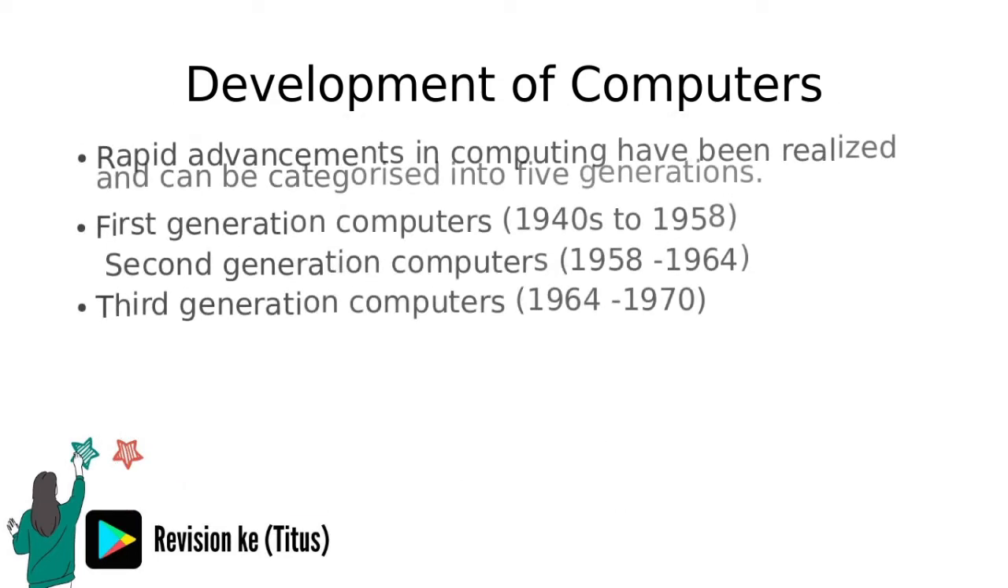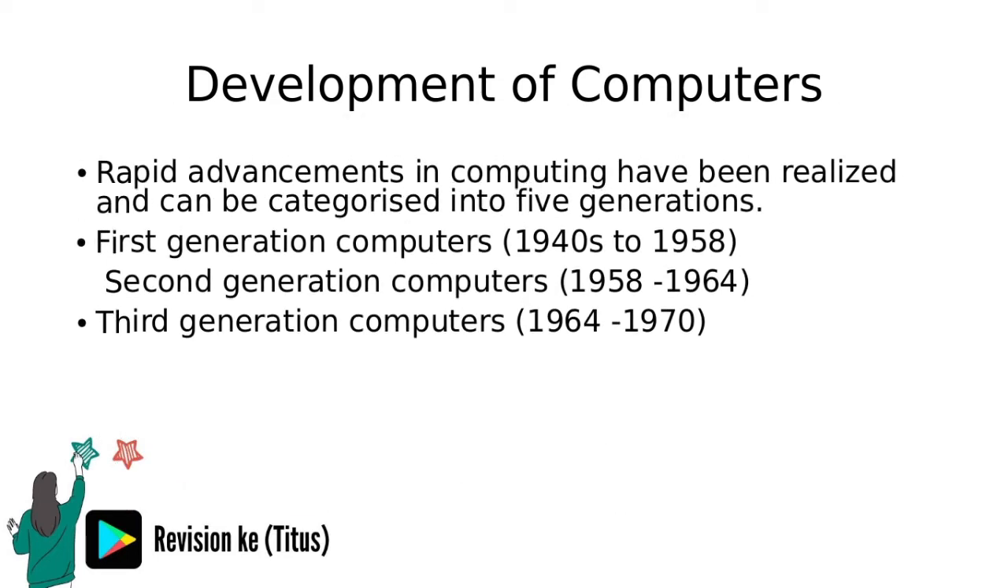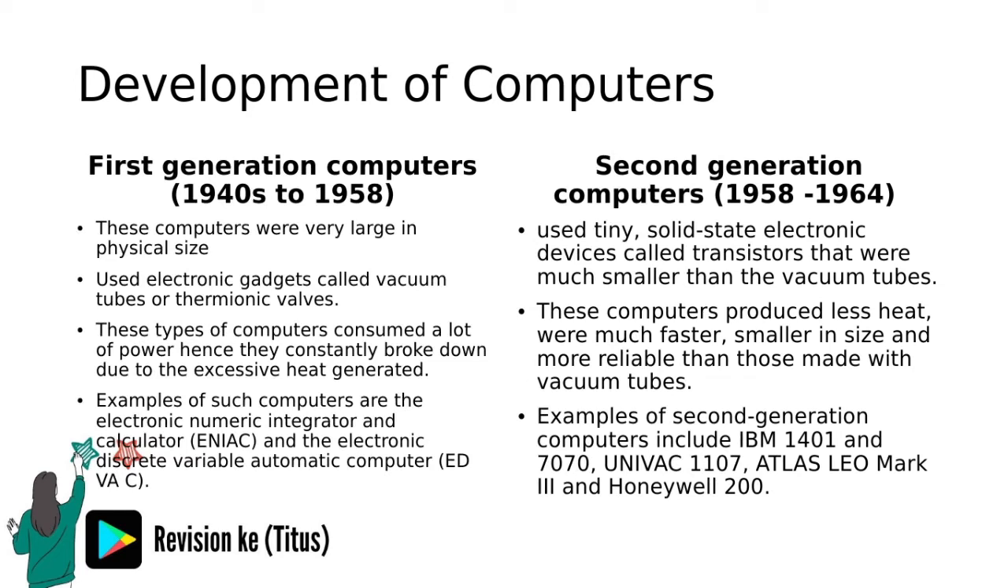So over time, computers have been developing into more complex machines as we see today. And so this whole history will be summarized in 5 generations. These are just a few, those that are not known to us, the first generation, the second, and the third. We look at them in detail, taking key interest in the comparisons. So we have the first generation computers from the 1940s to 1958.